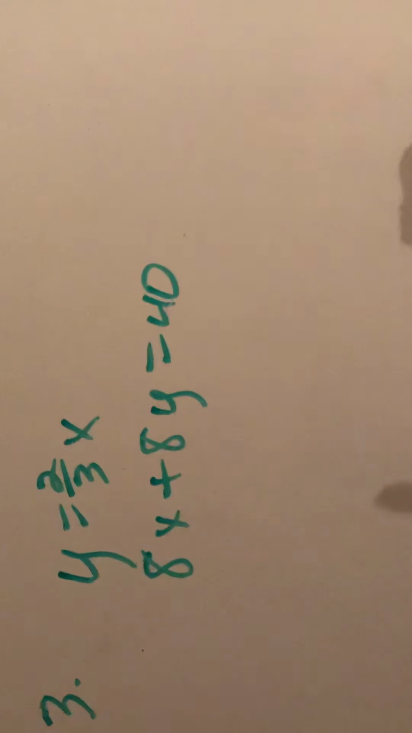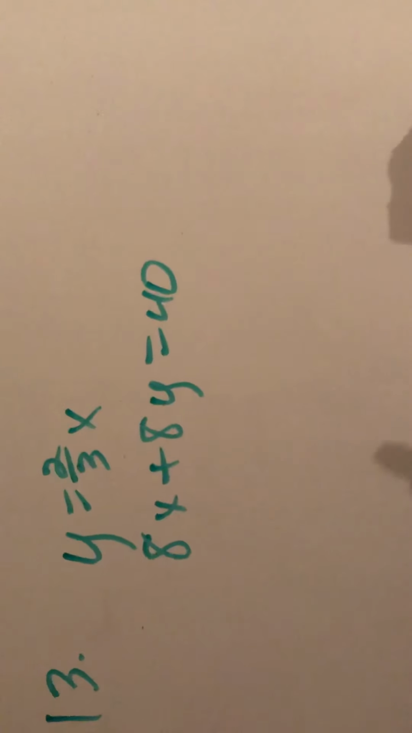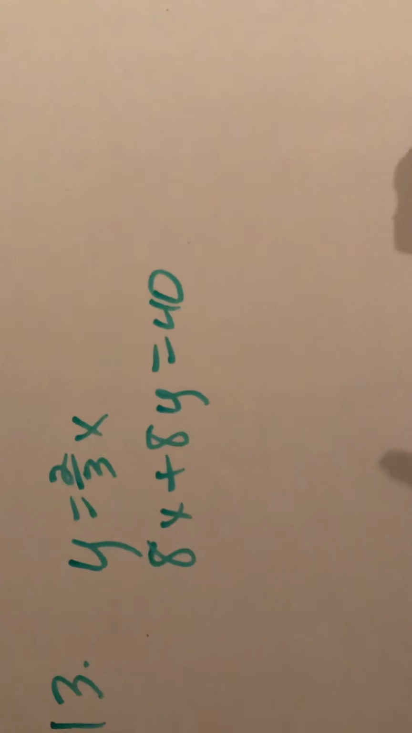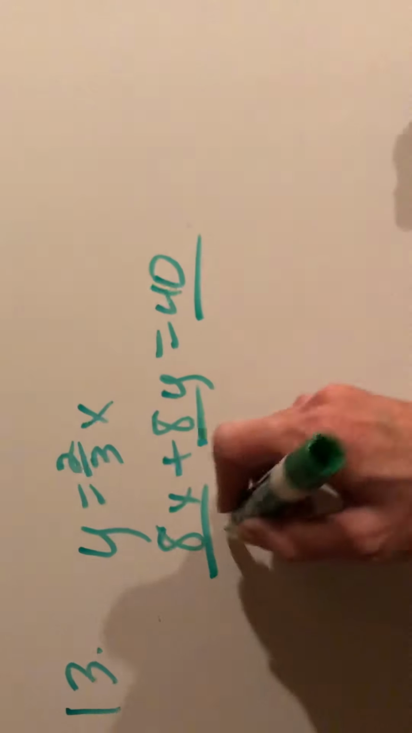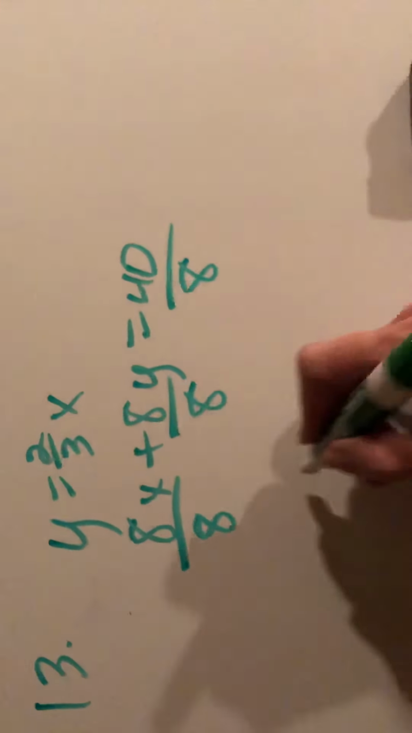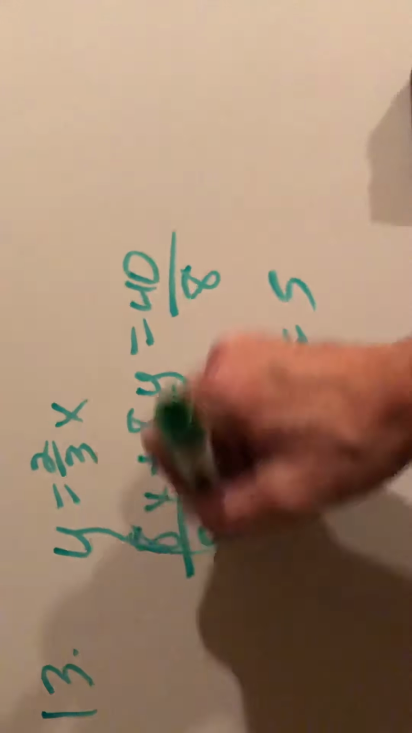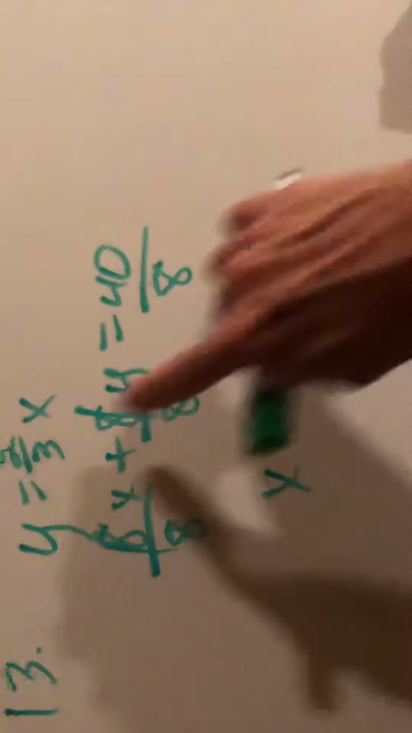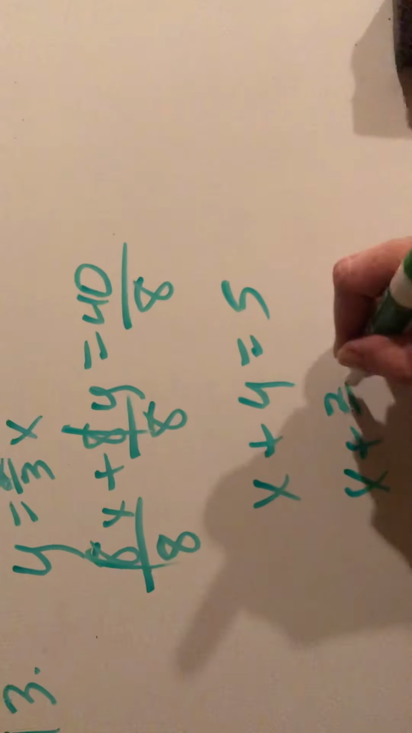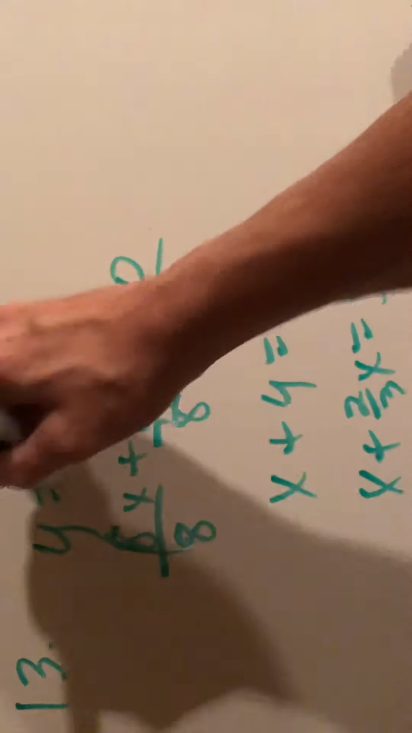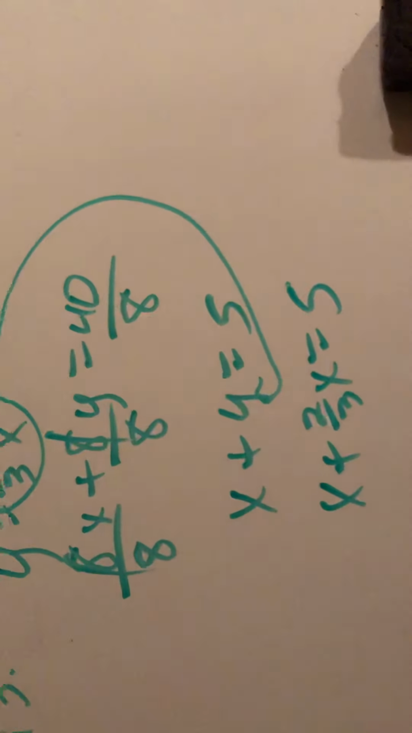Then let's see, number 13, we are solving y equals 2 over 3x and 8x plus 8y equals 40. So I would plug in. It's going to be kind of icky to plug in, isn't it? You know what we could do? Everything in this bottom one is divisible by 8. So I could have x plus y equals 5. Now, if I take that 2/3 x and plug it in for y, so now I take that 2/3 x and plug it right in for y.